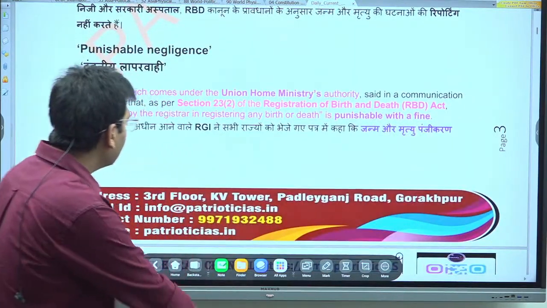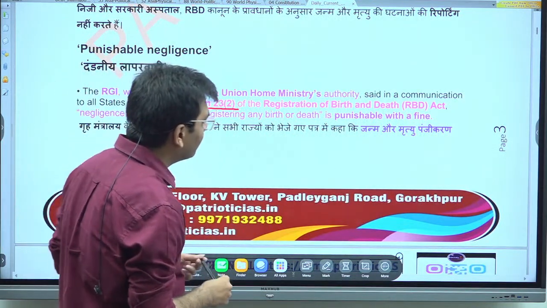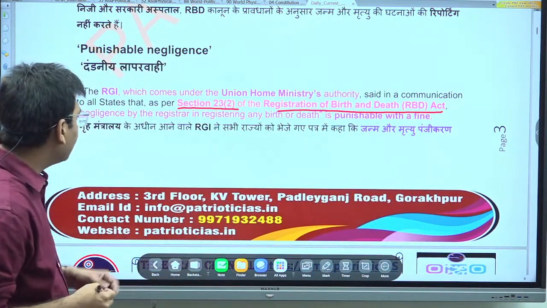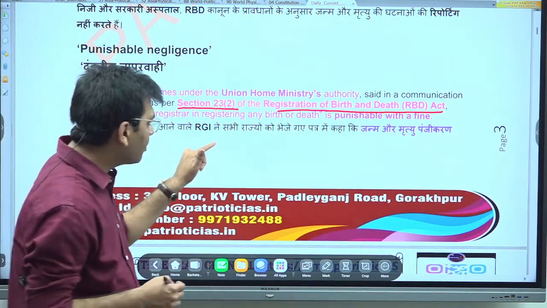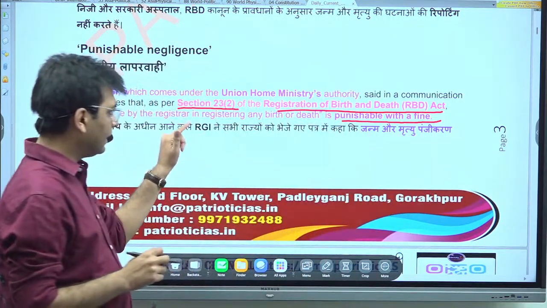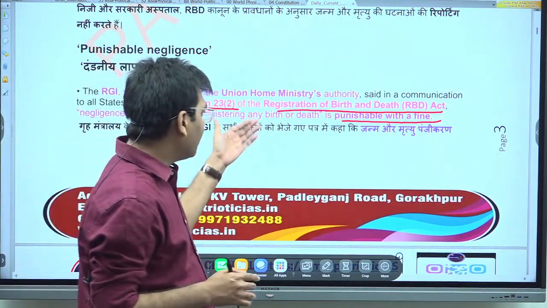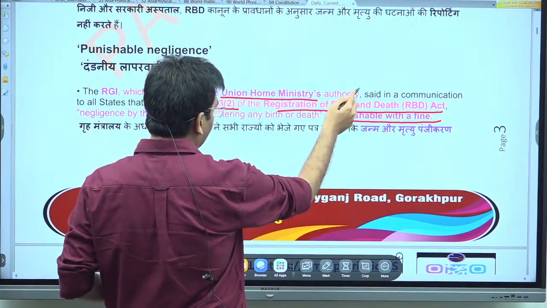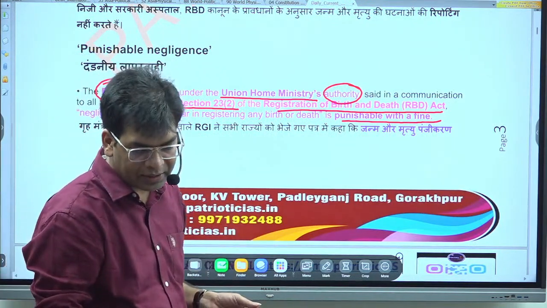Here you will see Section 23 clause 2 of the Registration of Births and Deaths Act, which gives the mandate to the Registrar General of India. Negligence by the registrar in registering any birth or death is punishable with a fine. So you can see that this is the statutory basis that gives the mandate for this registration. Again, the Union Home Ministry is the main authority, and under it the Registrar General of India works. So please remember all these things. This is very important.